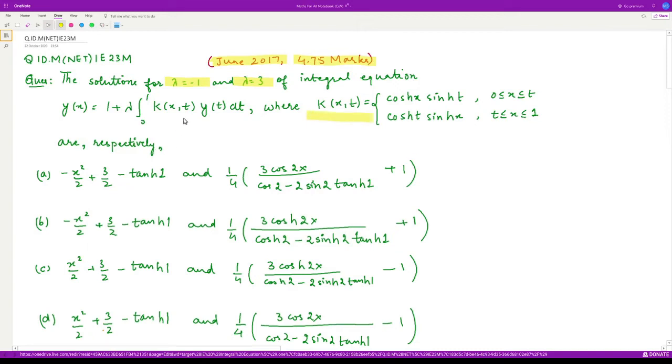Respectively. So they are asking for the solution corresponding to lambda equal to -1, which among these first four, and for lambda equal to 3, which among these last four. So we need to check for this. So let us get started.